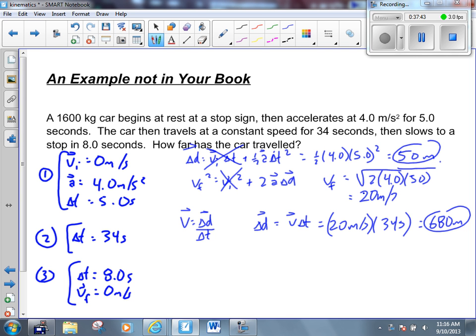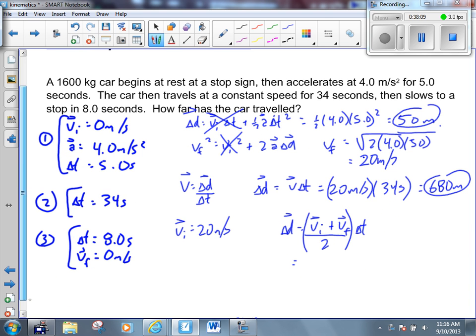Good. If it was moving at 20 at the end of stage 1 and for all of stage 2, then it's got to be moving at 20 at the beginning of stage 3. So we know what VI is. VI is 20 meters per second. Now, I think it makes sense probably to use this equation here now. VI plus VF over 2 times T. So it becomes 20 plus 0 over 2 times the time of 8 seconds. Gives me 10 times 8 is 80.